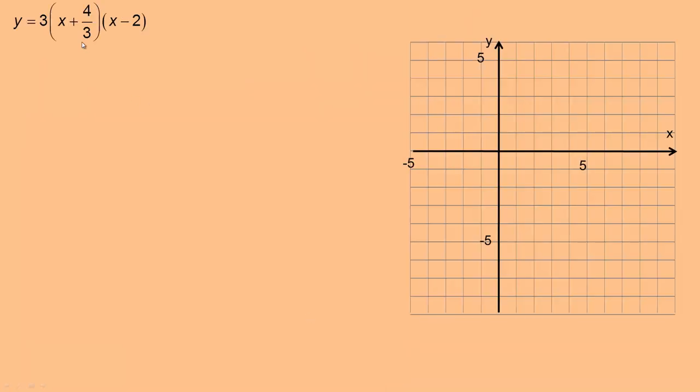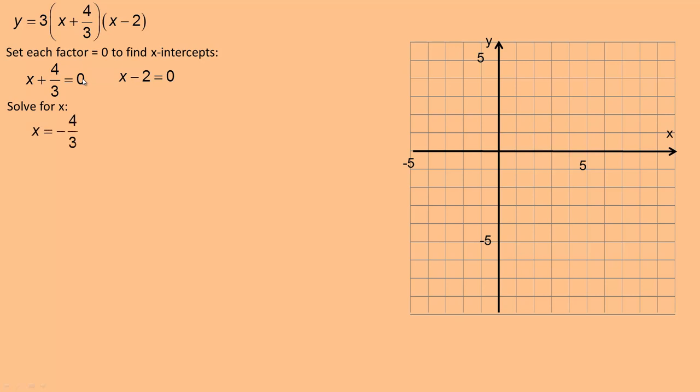So there's the same thing I had at the bottom of the previous page. And we're going to set each factor equal to 0 to find the x-intercepts. That's what you do in factored form. So we set x plus 4/3 equal to 0 and x minus 2 equal to 0, and of course we want to solve for x. If I solve this for x, I'll just subtract 4/3 from both sides, or some people say move the 4/3 over and it becomes negative. So x equals -4/3 is one root. And the other one is 2.